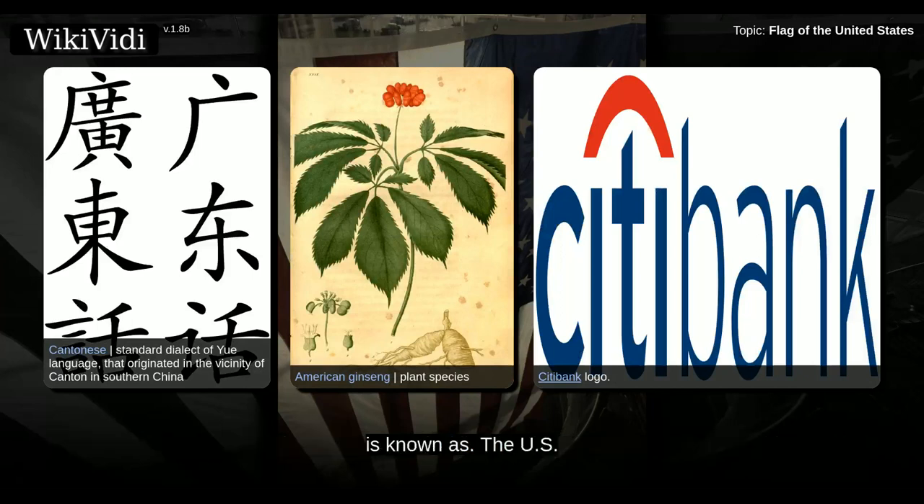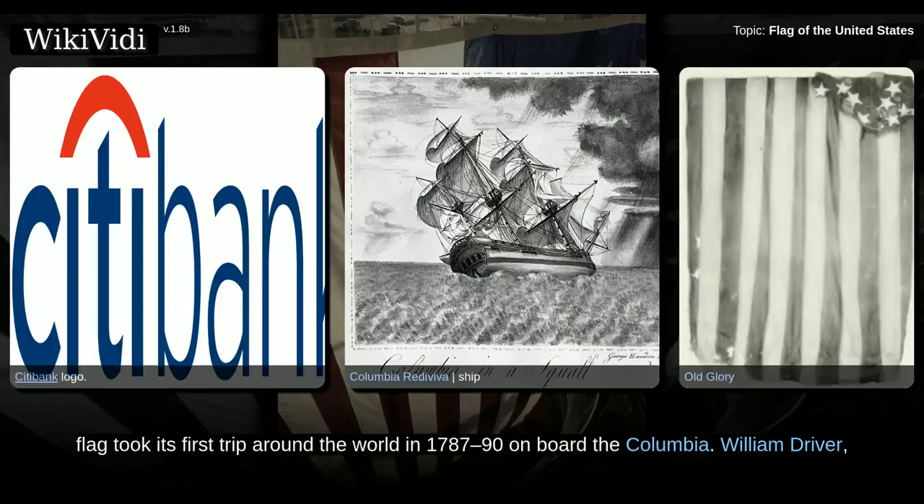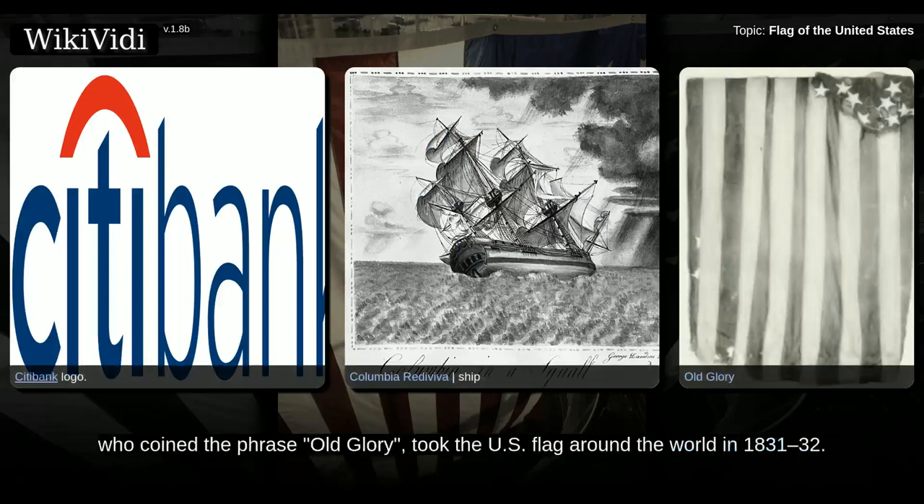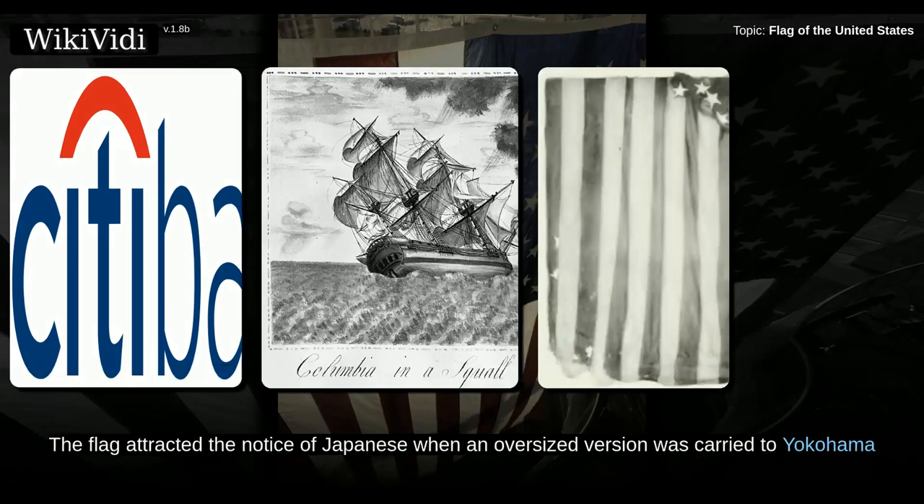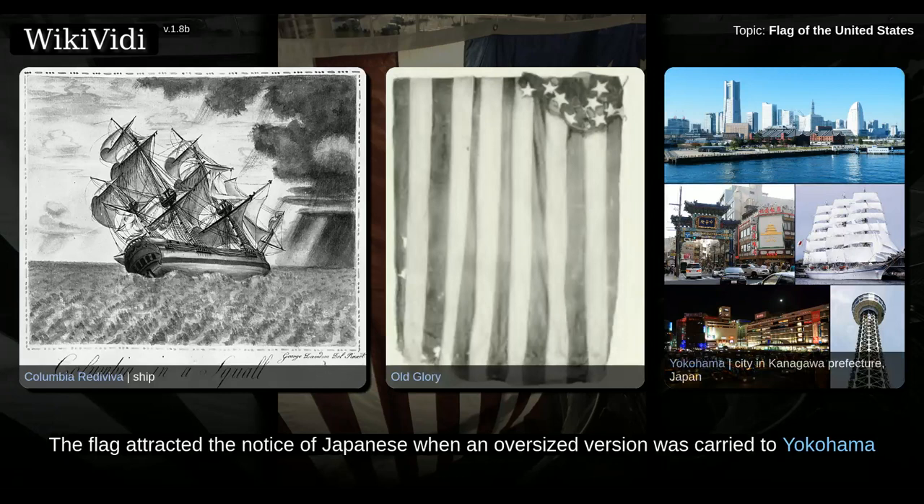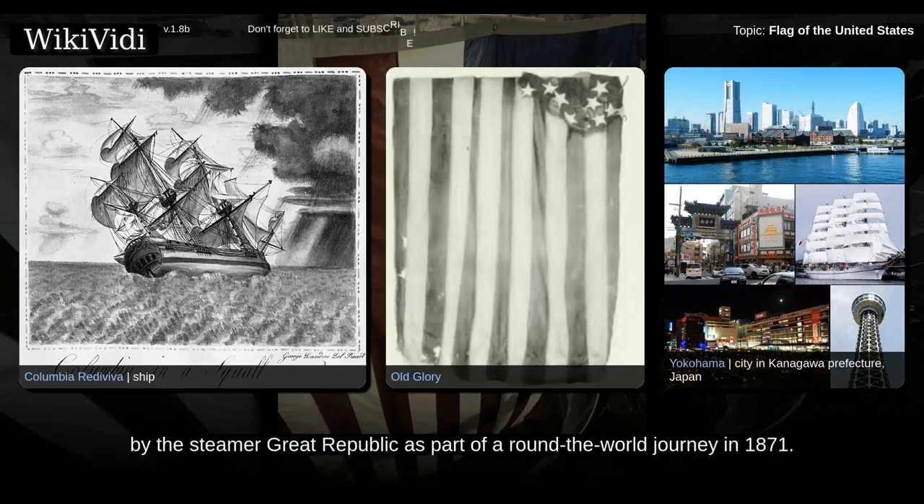as the U.S. flag. The flag took its first trip around the world in 1787-90 on board the Columbia. William Driver, who coined the phrase Old Glory, took the U.S. flag around the world in 1831-32. The flag attracted the notice of Japanese when an oversized version was carried to Yokohama by the steamer Great Republic as part of a round-the-world journey in 1871.